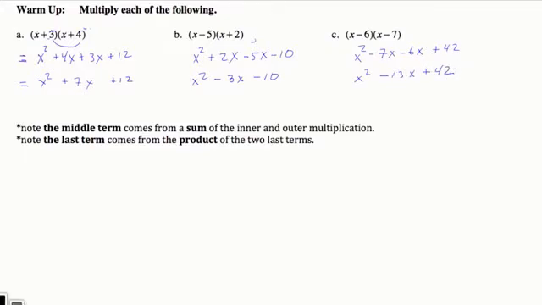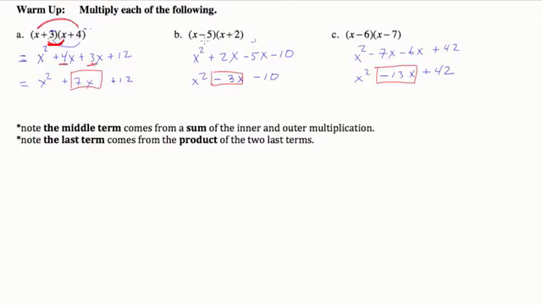All right, now here's the key thing here. Notice the middle term. So these are the middle terms, right here. So notice that the middle term comes from the sum of the inner and outer multiplication. So this is the outer, and this is the inner right there. Okay, and when you do that, notice you get the 3 and the 4. The 3 and the 4 were added together to get the 7.